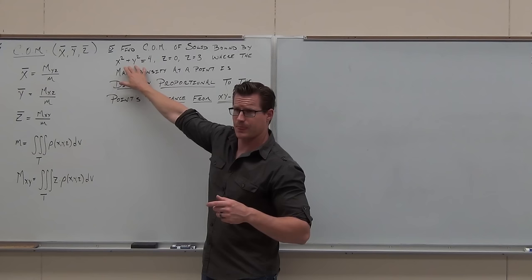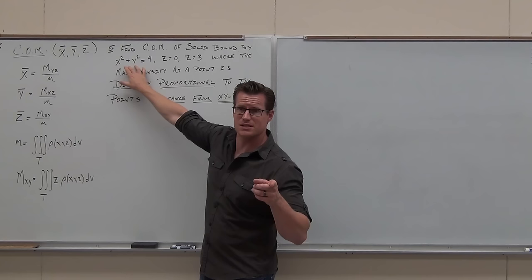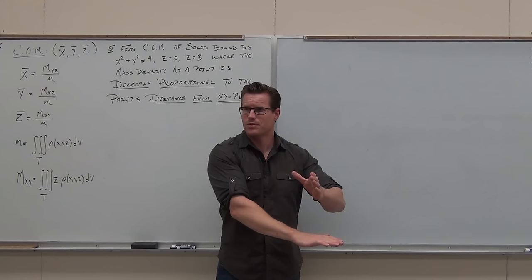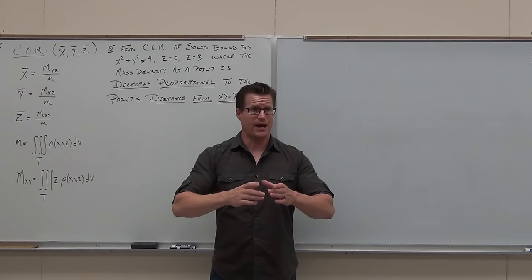Remember sections 11.6 and 11.7, we talked about all this stuff? That's a cylinder along what axis? Z. Doing this, and these things are planes. The z equals 0 plane is the xy plane. The z equals 3 plane is just right about there. So basically, we have the soda can. That's all we're finding. We're going to find the center of mass of this soda can.